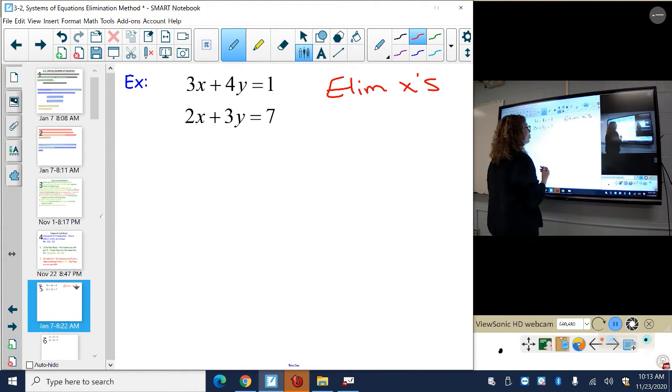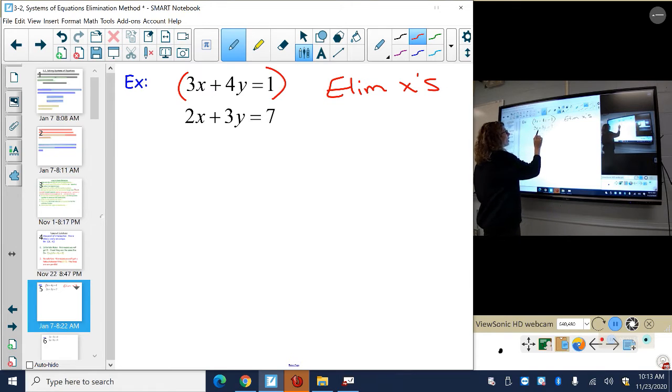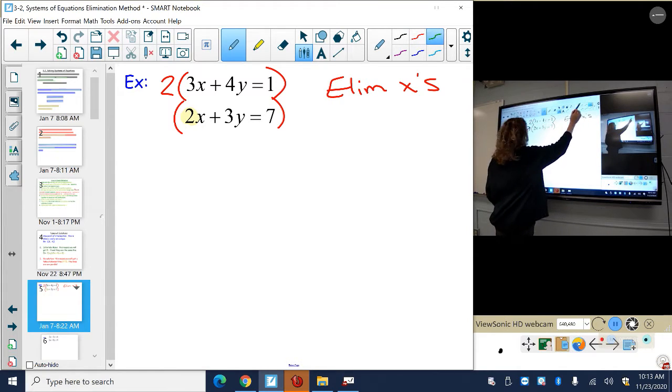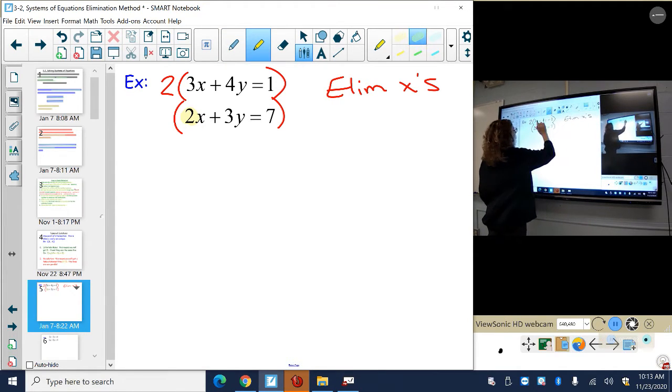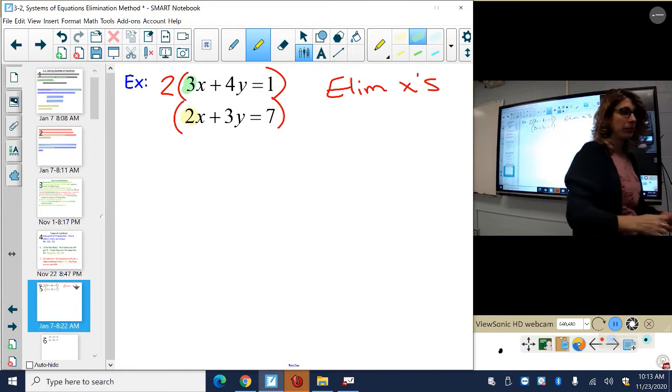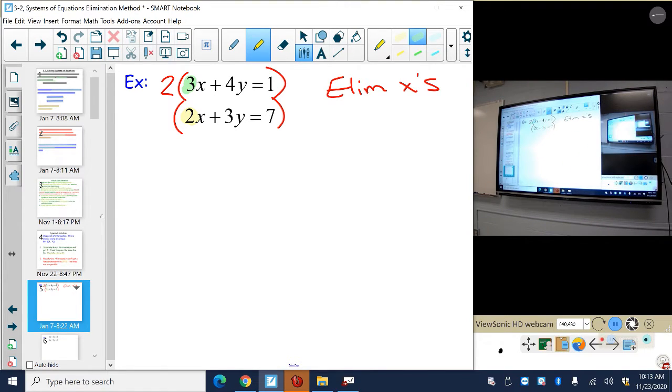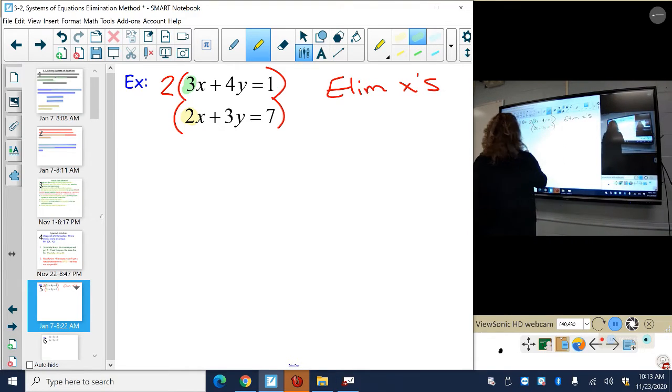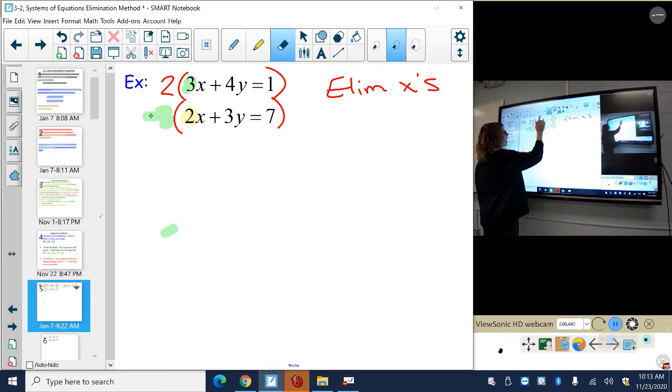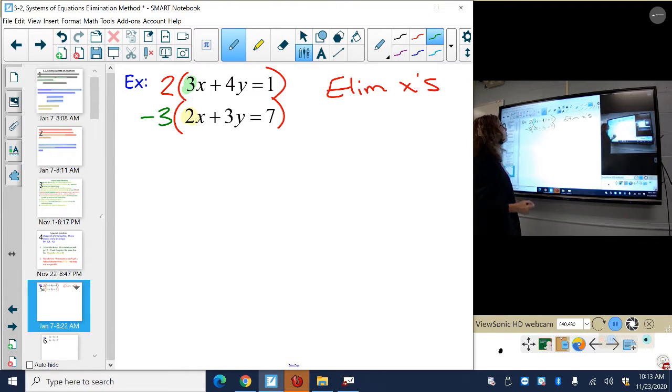So I'm going to take the top equation and multiply it by the bottom coefficient, which is a 2. I'm going to take the bottom number and multiply it by the top number. Okay? And when I do that, I need it to be the opposite of a positive. I need it to be a negative, so I'm going to multiply that by a negative number, and that's going to be -3.